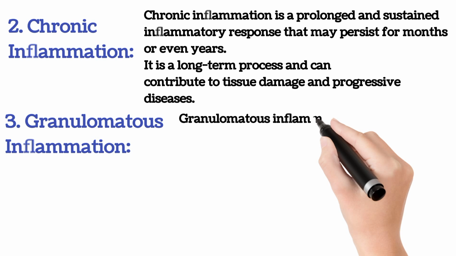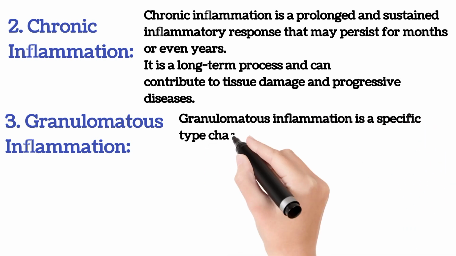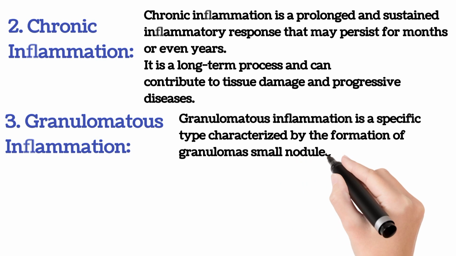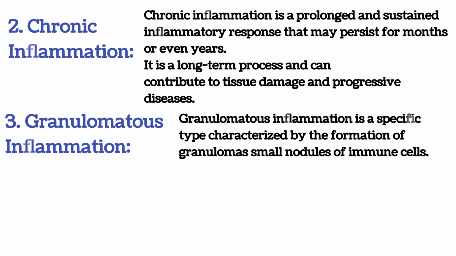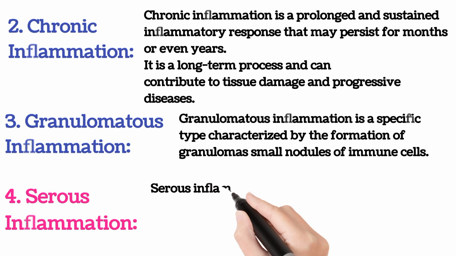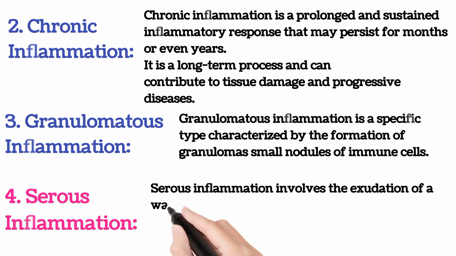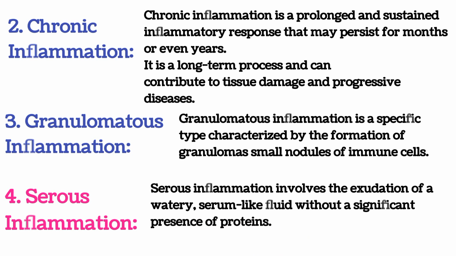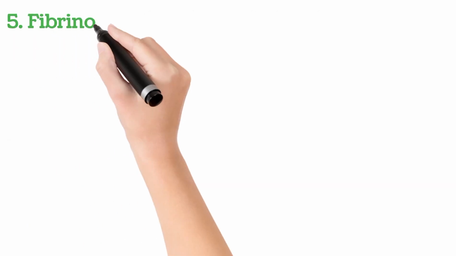3. Granulomatous inflammation. Granulomatous inflammation is a specific type characterized by the formation of granulomas, small nodules of immune cells. Examples: tuberculosis and sarcoidosis are conditions where granulomatous inflammation is a prominent feature. 4. Serous inflammation. Serous inflammation involves the exudation of a watery, serum-like fluid without a significant presence of proteins. Examples: burns, allergies, and viral infections can cause serous inflammation.